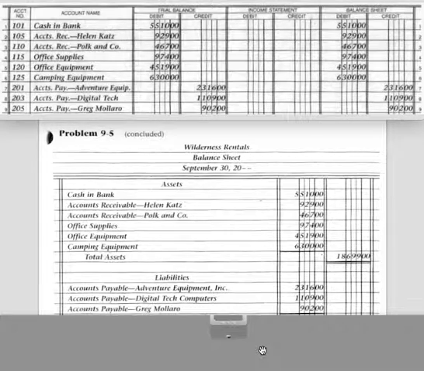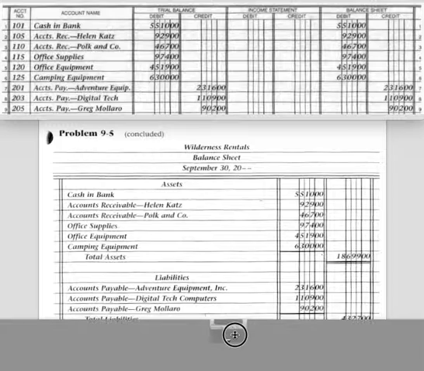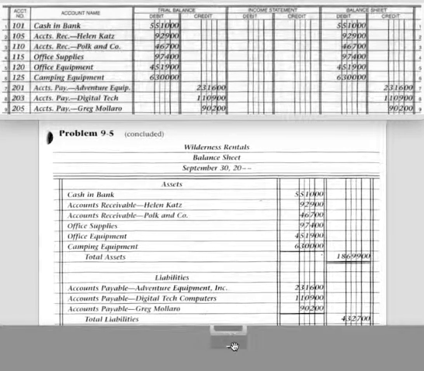When you have that done, you're going to write a single rule after the final amount, because we will be adding these 3 numbers together. And then you put that total in the right column, $4,327. You do not put any lines under that amount.